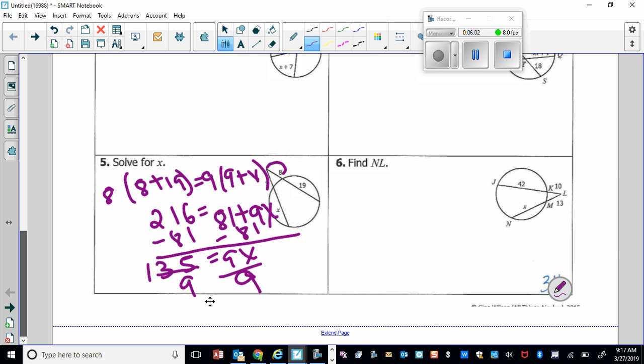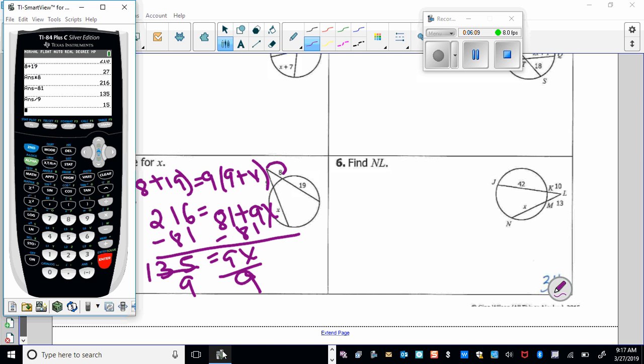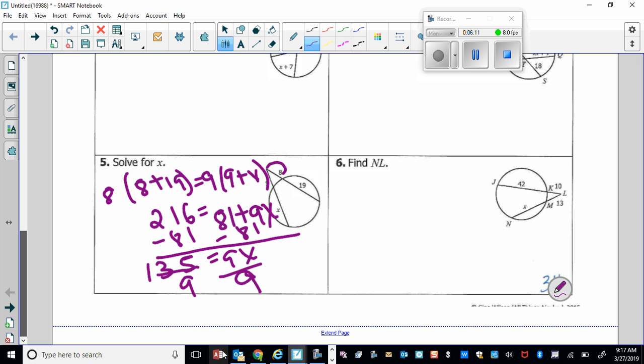X is... I did not say it out loud. What is it? X is 9? No, 15. 15 equals x. And that's what the question is asking. What is x? So you just find it.